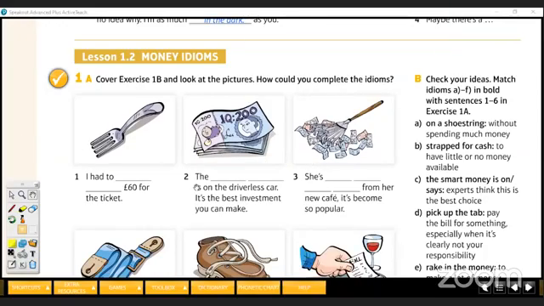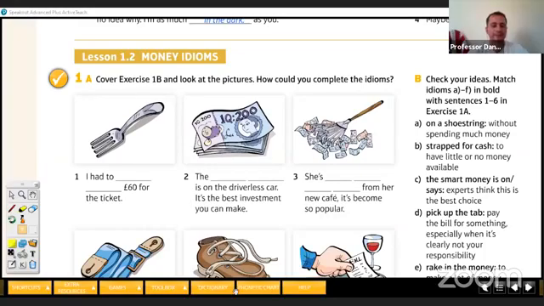Fork out. Fork out is the answer. I had to fork out 60 euros for the ticket. Okay, we are going to check the definitions, guys. Let's just try to guess these idioms according to exercise 1B. So, I had to fork out 60 euros for the ticket.